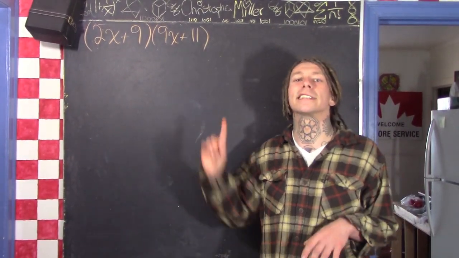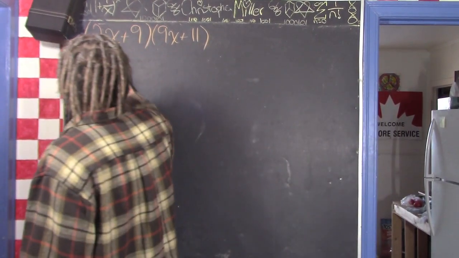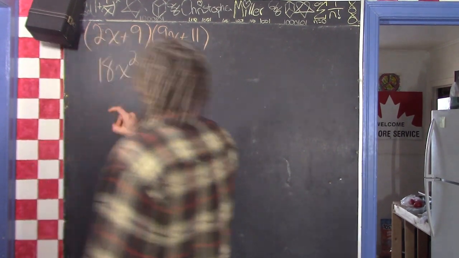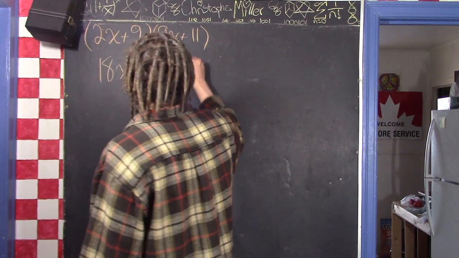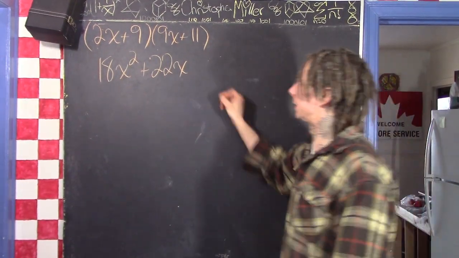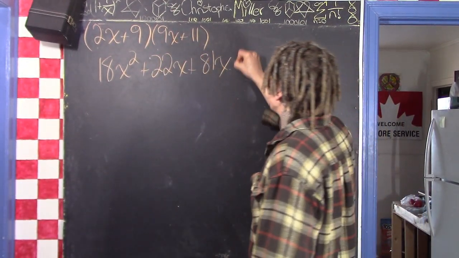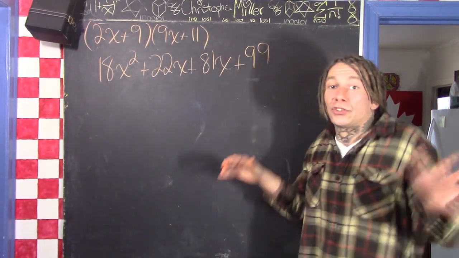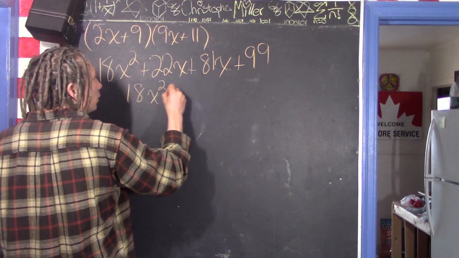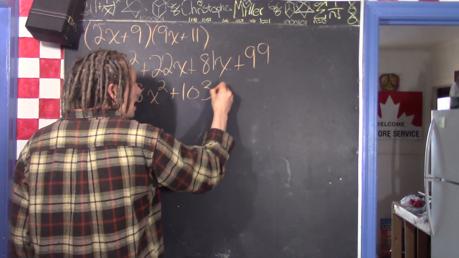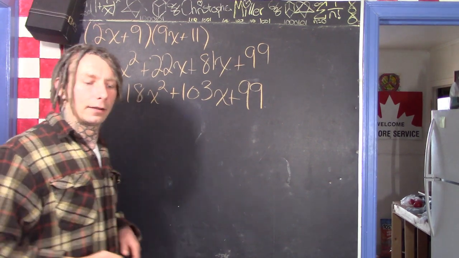More FOIL. A little scarier FOIL. Same thing, easy. Start with the 2x by the 9x, which will give us 18x squared. Now let's multiply the 2x by the 11, plus 22x. Let's do the 9 by the 9x, plus 81x. And then simply the 9 by the 11, plus 99. Suck those guys back together. 18x squared plus 103x plus 99.